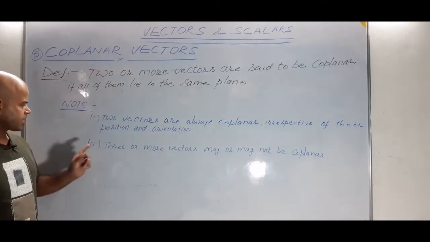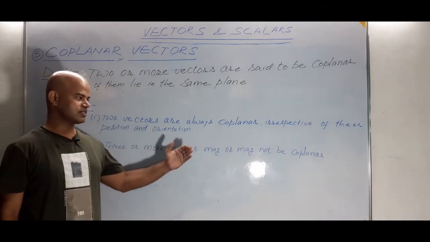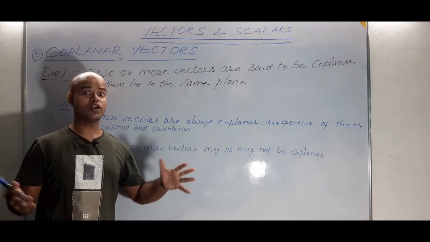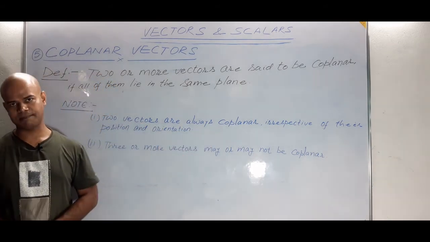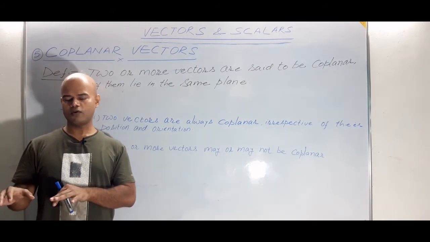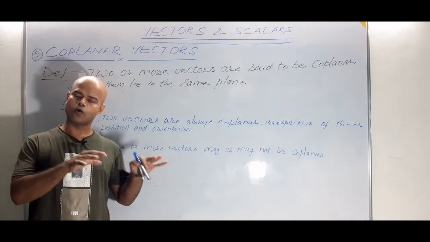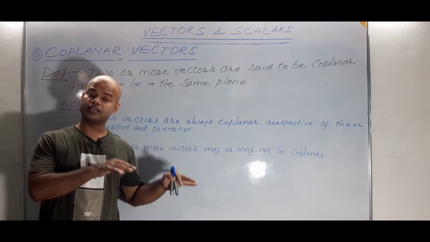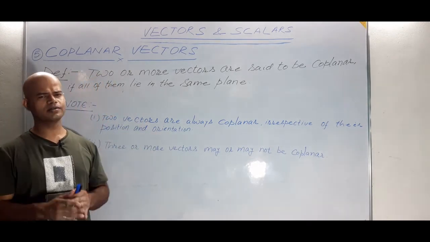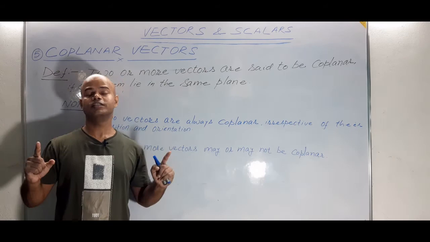So they are always coplanar, right? And the second point is 3 or more vectors, that is more than 2 vectors, may or may not be coplanar, as we saw in the example. So for 3 or more vectors, we need to check the coplanarity, whether they are present in the same plane or not. But for 2 vectors, we don't have to think at all. They'll always be coplanar. Got it?